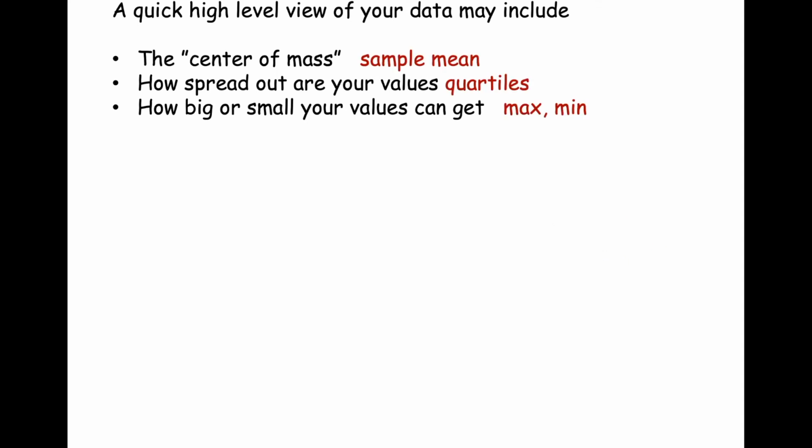And so the center of mass, that's the sample mean. The spread, you can depict those using the quartiles in a robust way. How big or small your values can get, well, that's just the order statistics, the min and the max.